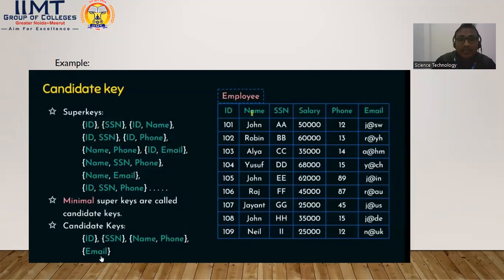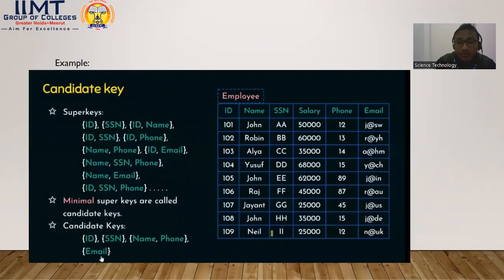This is the candidate key example. We have ID, name, SSN, salary, phone, email ID. If we select ID as the primary key, then the remaining SSN number and email ID are candidate keys. Minimal super keys are called candidate keys. We will discuss what a super key is in the next slide. Here, the combination of name and phone number can also be a candidate key, and email ID is also a candidate key.